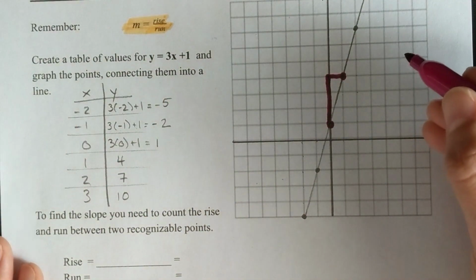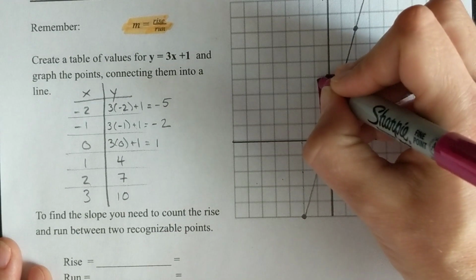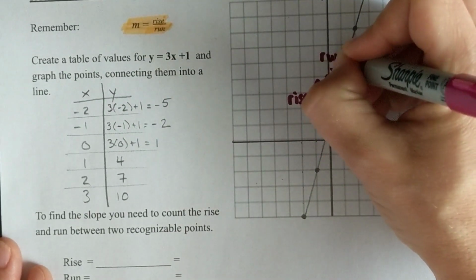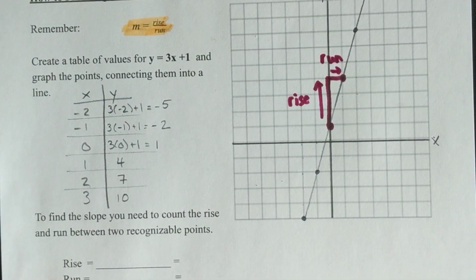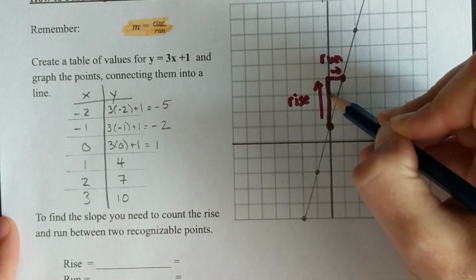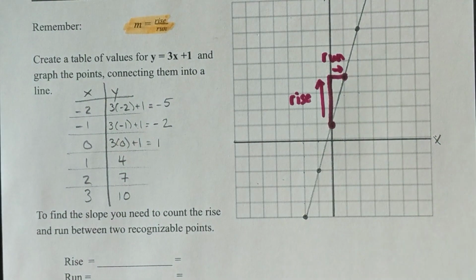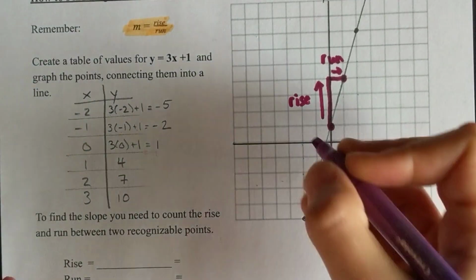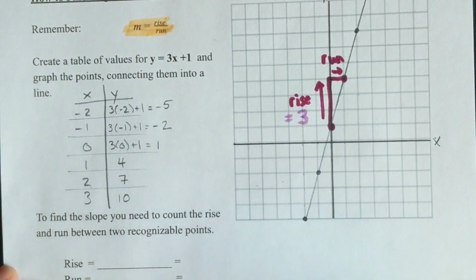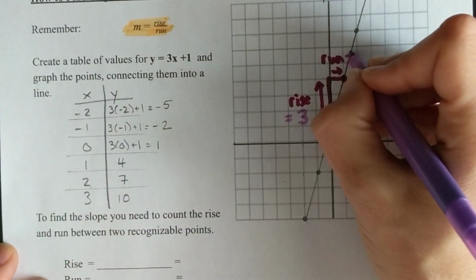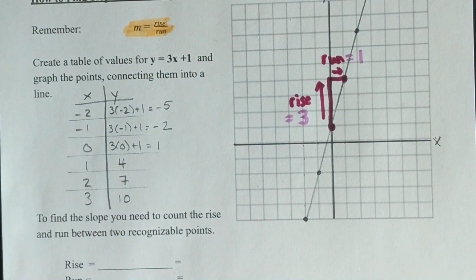And then you're going to basically count and say, what is my rise? This is your rise, and these spaces is your run. So you're going to count and say, how much did my graph rise by to get from this point to this point? It went up 1, 2, 3 units. So your rise in this case equals 3 units. You went up 3 units. And your run, you moved over horizontally 1 unit.